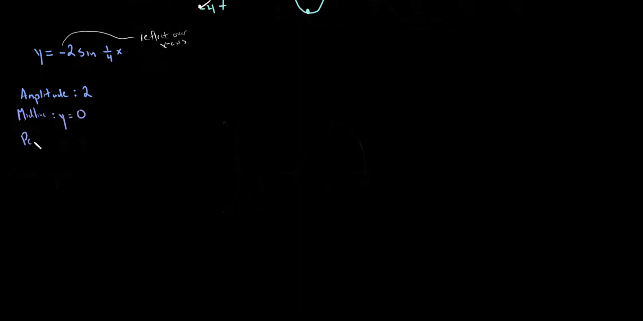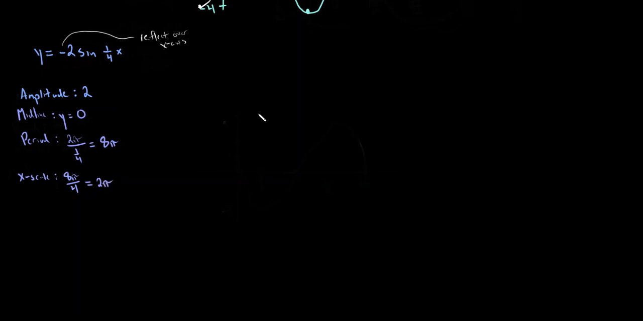Now the period would be 2 pi divided by the absolute value of 1/4. Remember, when you're dividing by a fraction, just multiply by the reciprocal. The reciprocal of 1/4 is 4. So this ends up becoming 8 pi. Okay, that becomes 8 pi. And to find the scale for x, we take whatever the period is and divide it by 4. So 8 pi over 4 gets us 2 pi.